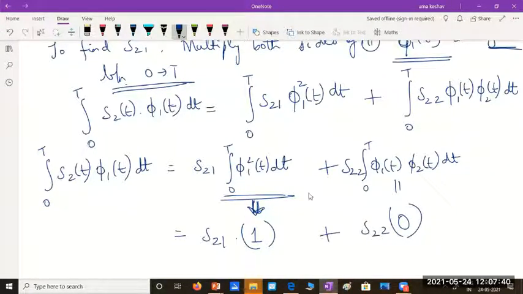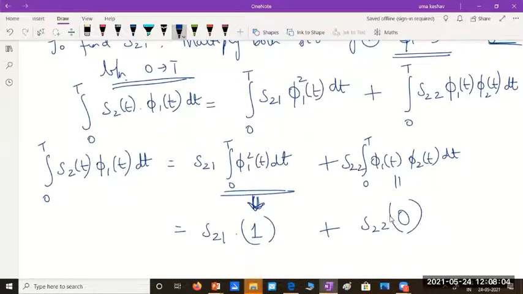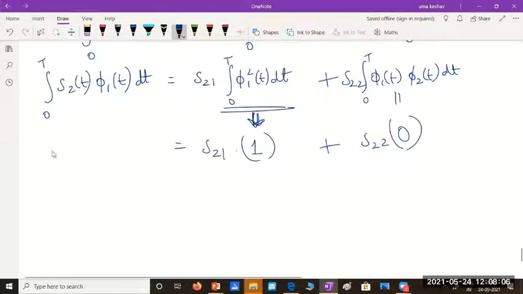Orthonormal functions, both the properties came into picture here. The first property tells that each one is a finite energy signal, so if you find the energy, their value will be 1. And the second is that the signals phi j of t are pairwise orthogonal. So phi 1 into phi 2 integrated between 0 to t will always be 0.